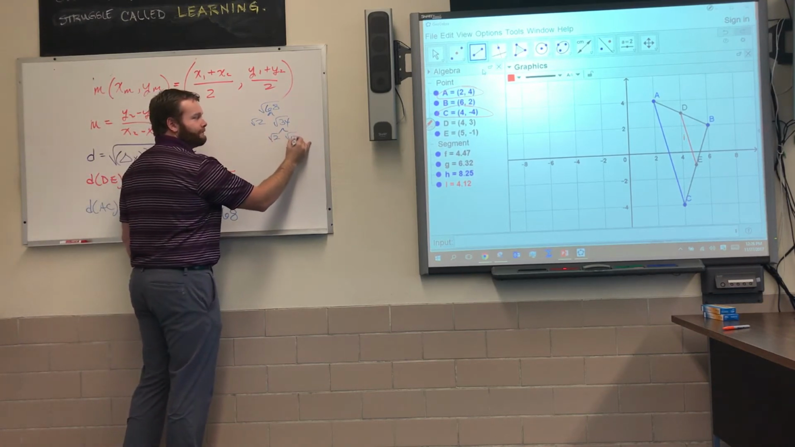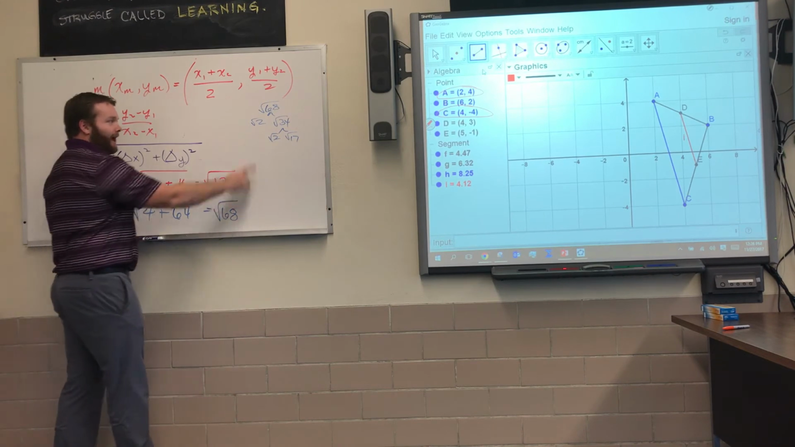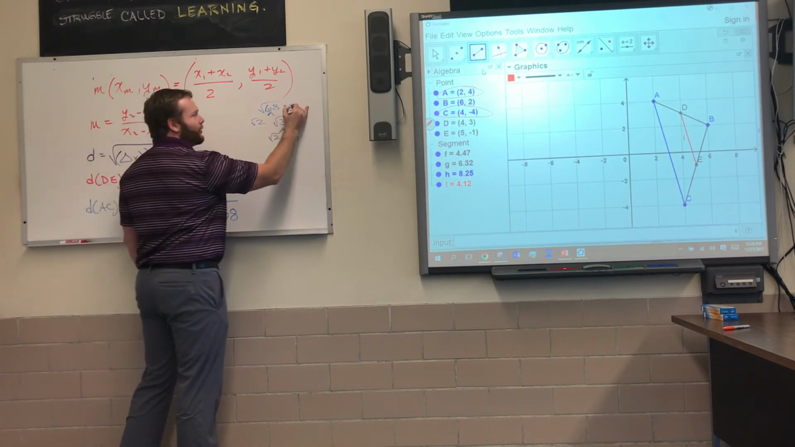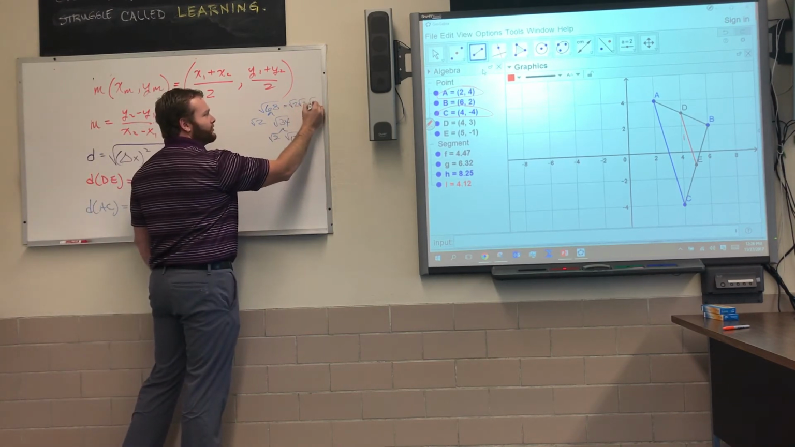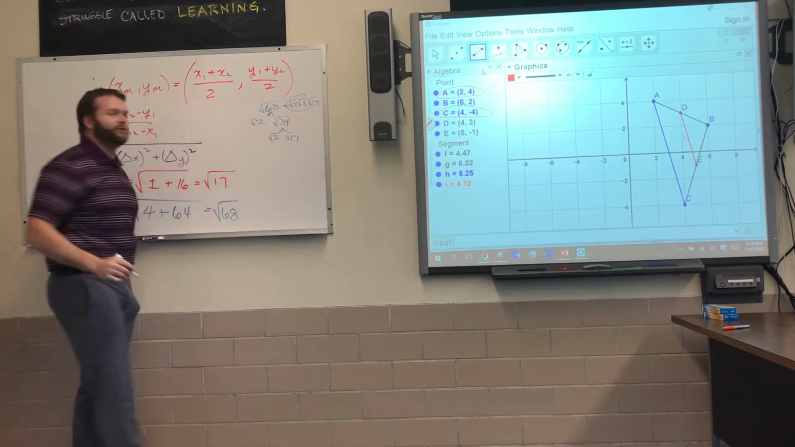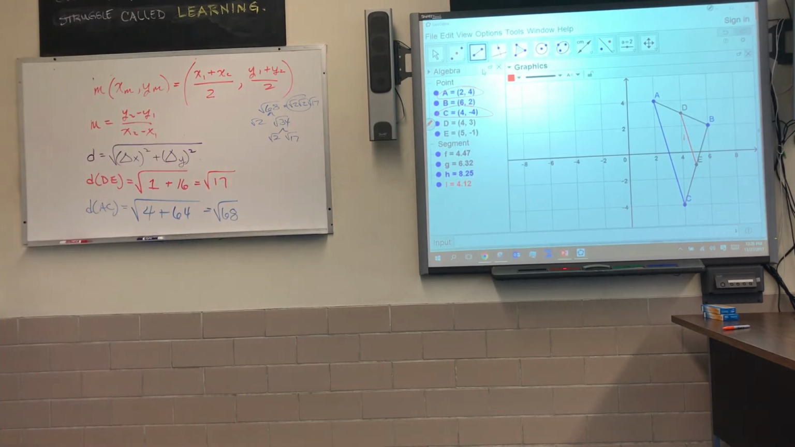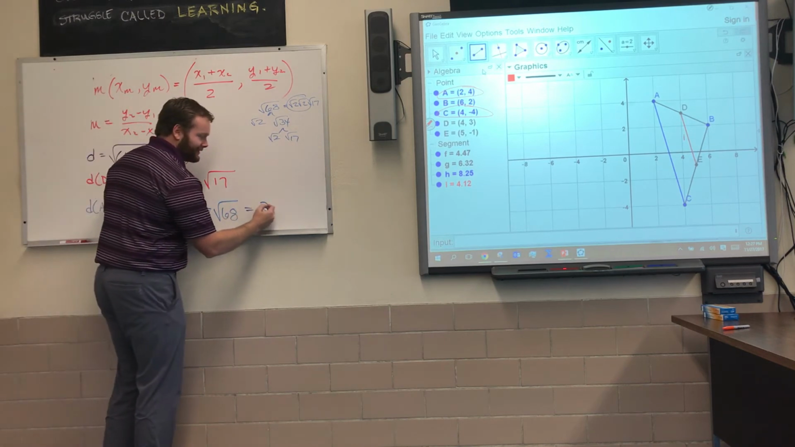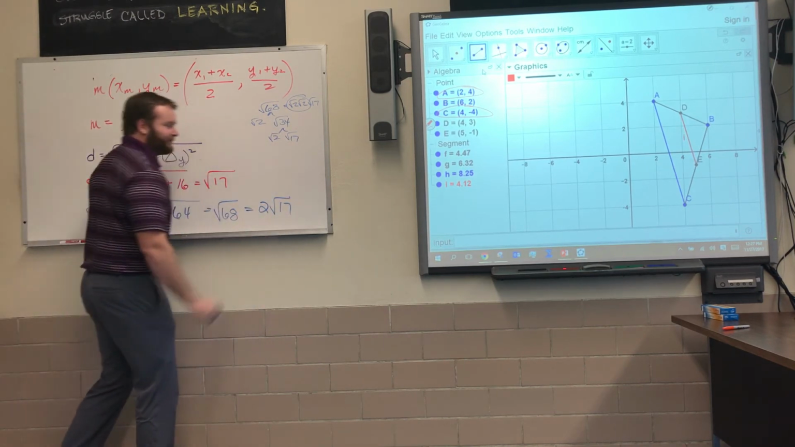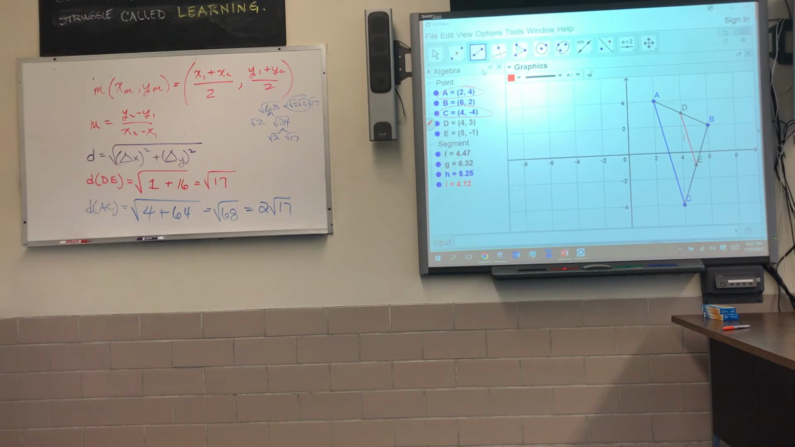2 again, right? It gives me 2 and 17. Well, now we've broken 68 down to radical 2 times radical 2 times radical 17. What's radical 2 times radical 2? It's 2. Ultimately it gives me radical 4, which is a perfect square, so it gives me 2. So radical 68 is actually 2 radical 17. Now I have absolutely no idea what radical 17 is.